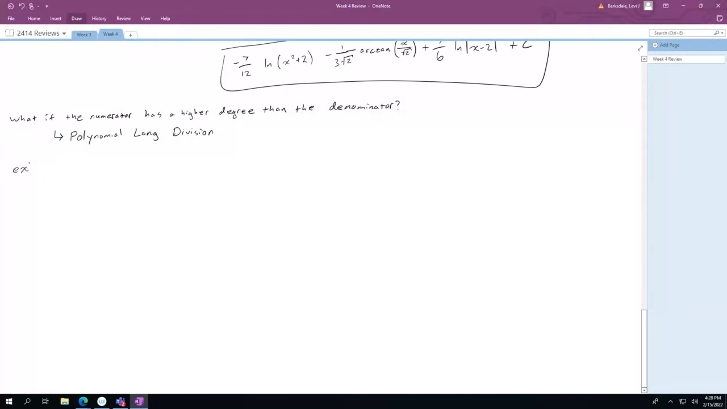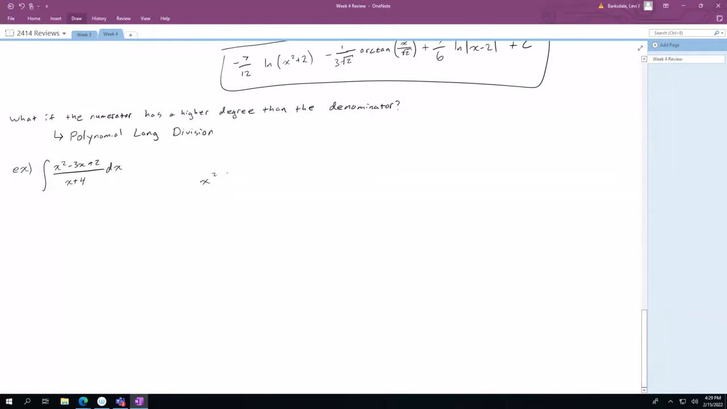So let's say we just had an example. We had x squared minus 3x plus 2 over x plus 4. Well, our biggest term on top is an x squared, our biggest term on the bottom is x, so the numerator has a higher degree than the denominator. Now, what we want to do is polynomial long division because this is going to get things in forms that are a little more familiar to us.